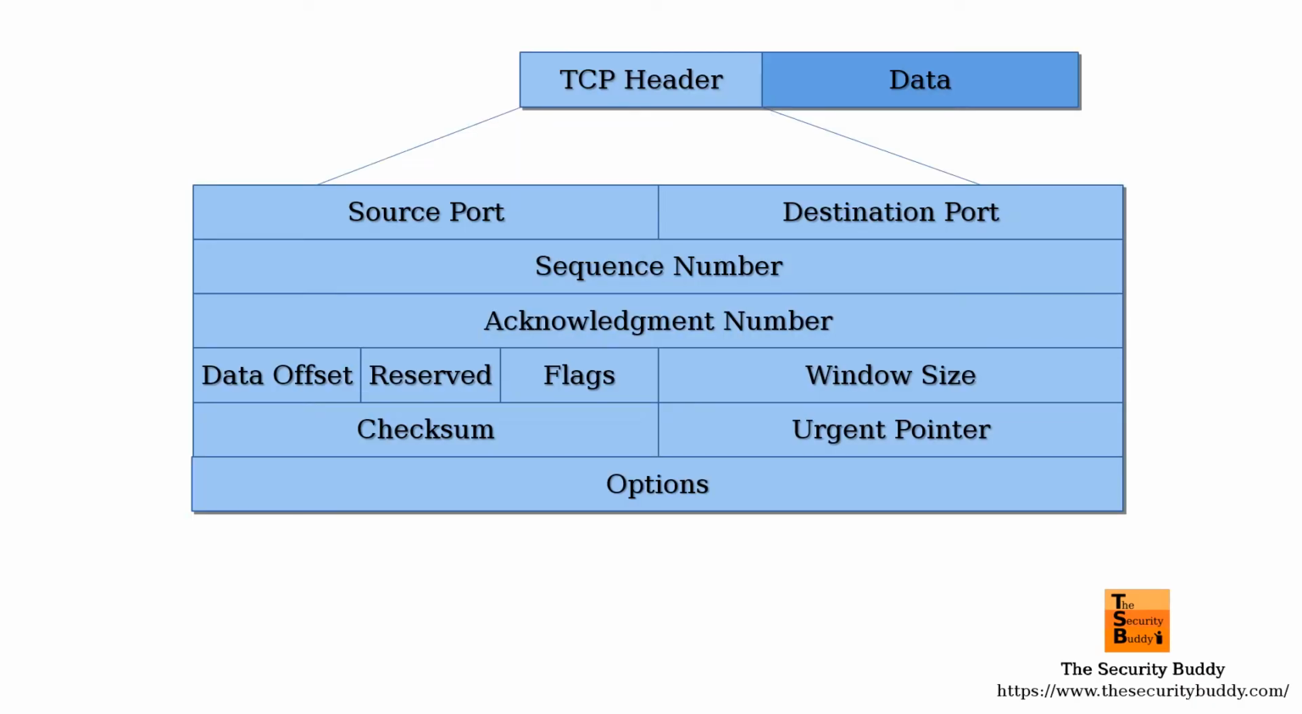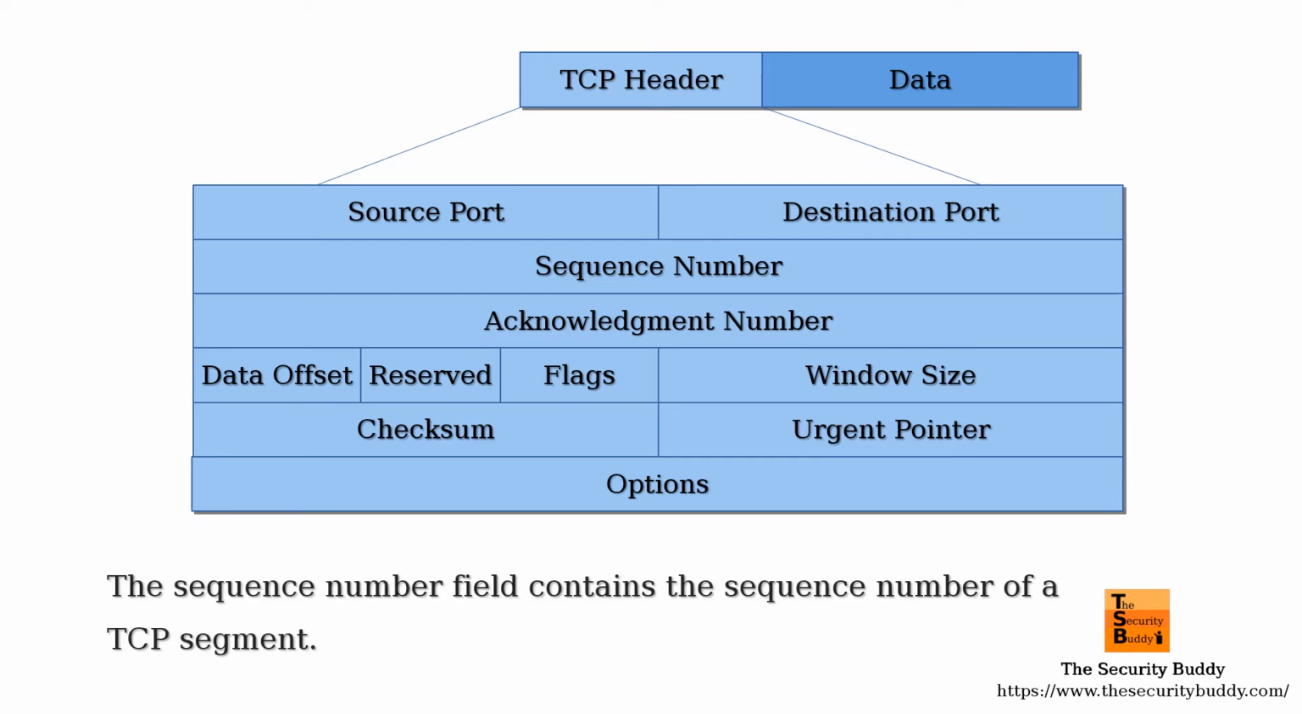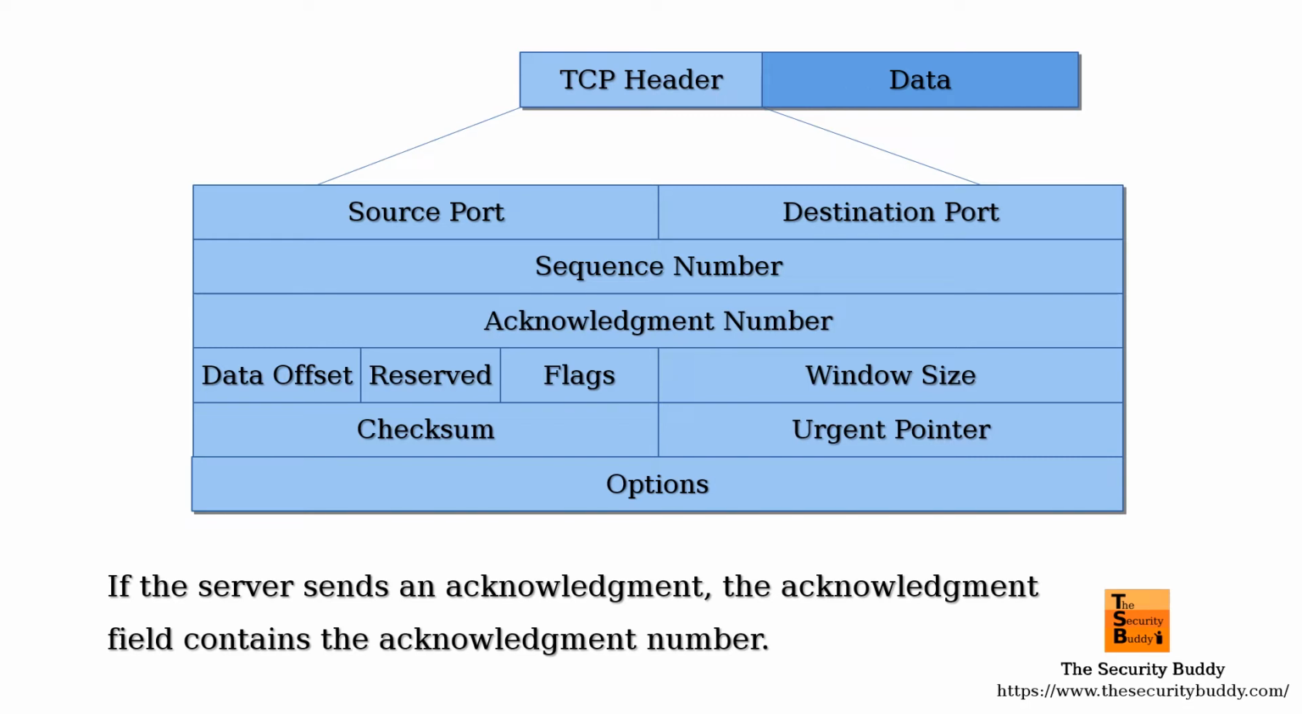The sequence number field contains the sequence number of a TCP segment. When a client first initiates a connection, the sequence number field contains the initial sequence number of the segment and it is randomly chosen. If the server sends an acknowledgement, the acknowledgement field contains the acknowledgement number, and there are 9 1-bit flags in a TCP header.